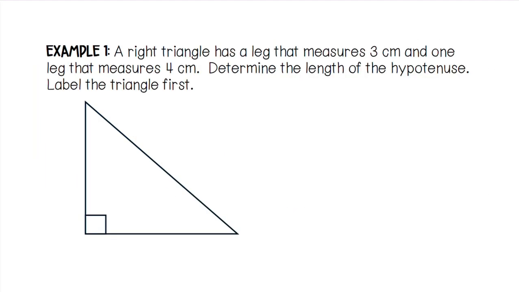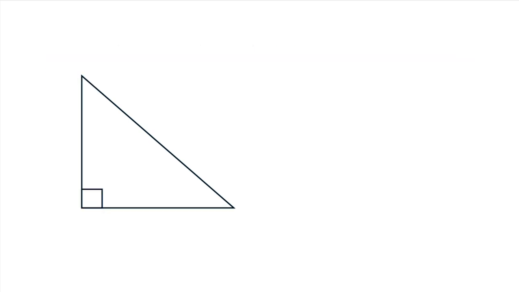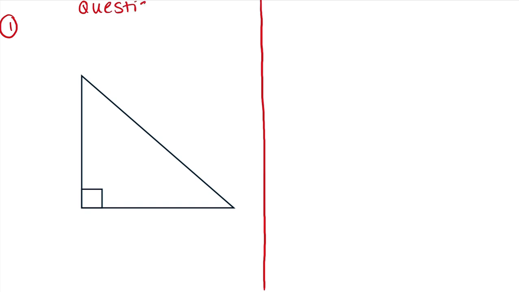So question number 1 asks, a right triangle has a leg that measures 3 centimeters and another leg that measures 4 centimeters. We're going to determine the length of the hypotenuse, and first we're going to label our triangle. So under the steps that we just wrote, we will have number 1 in our two column notes. On the left-hand side will be the question, and on the right-hand side will be the steps.